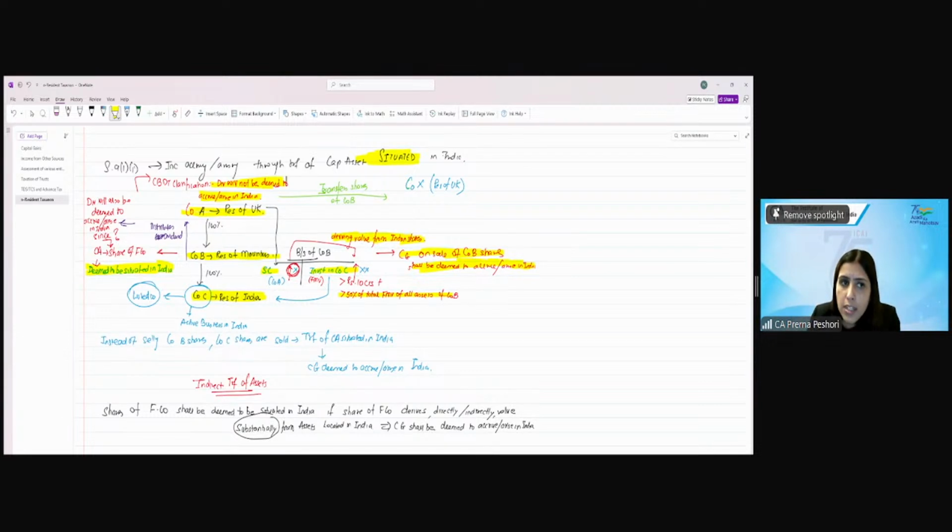Because capital gain will be taxable in the hands of company A only, right? It is the seller. Seller is company A. So this capital gain will not be taxable if company A is holding less than 5% and it does not have any management or control rights. Clear?